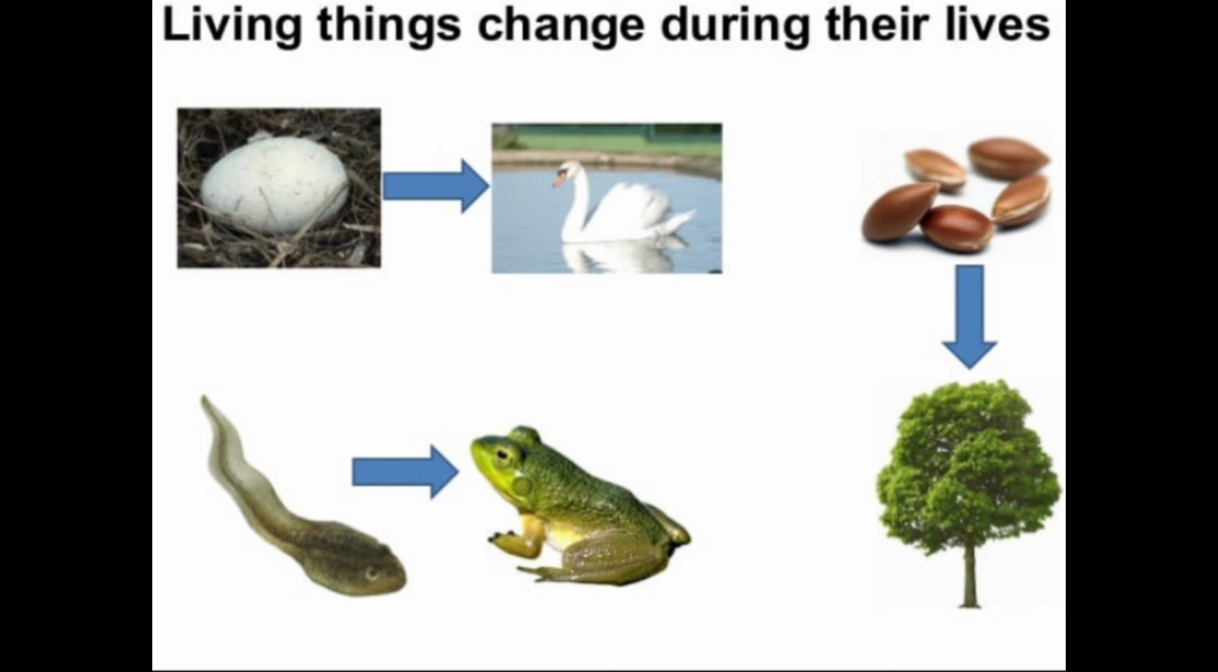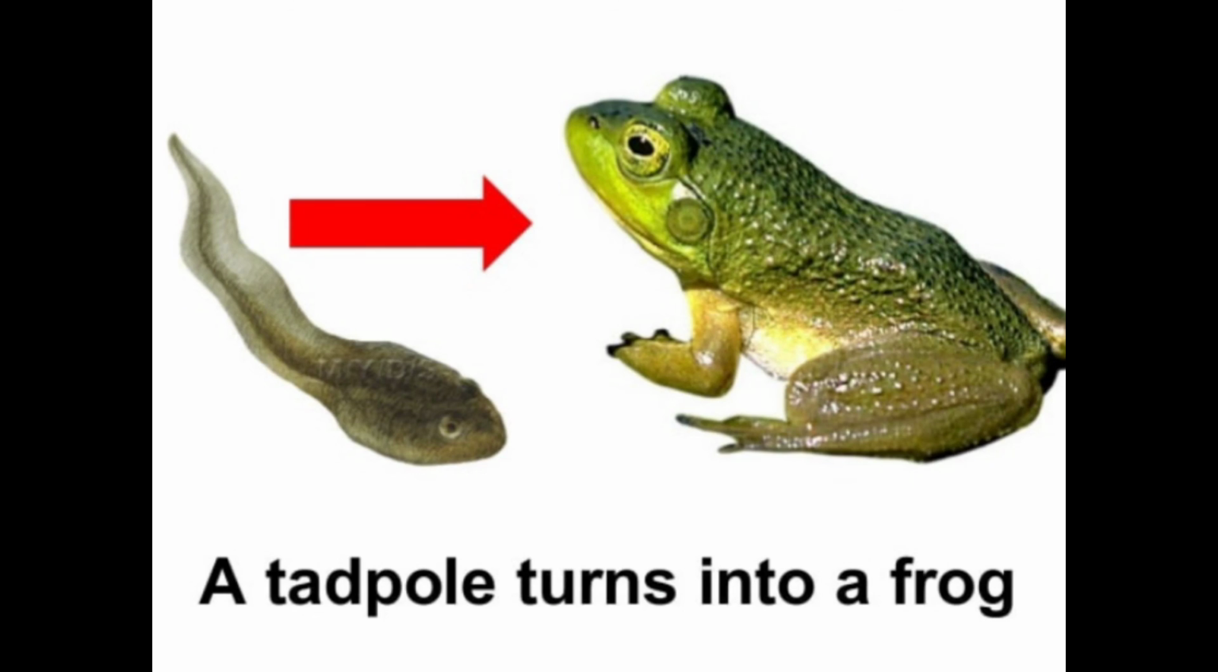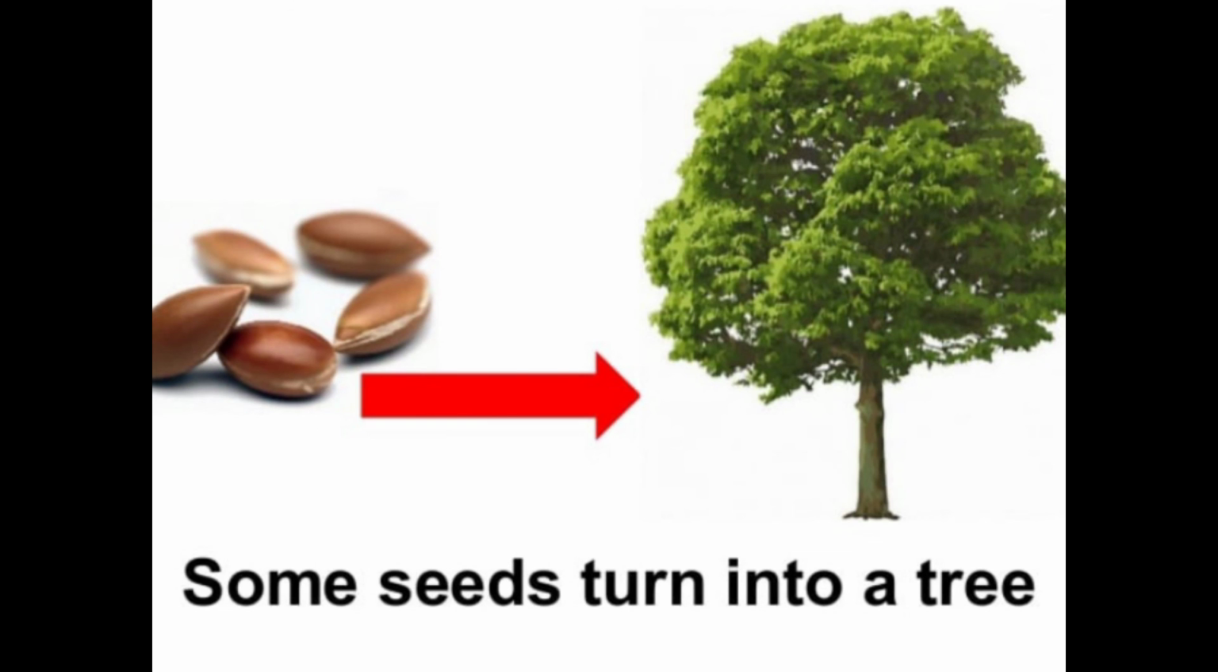Living things change during their lives. As you can see, the egg can turn into a swan, the seeds can become a plant or a tree, and the tadpole turns into a frog. Here you can see an egg can turn into a swan, a tadpole turns into a frog, and some seeds turn into a tree.